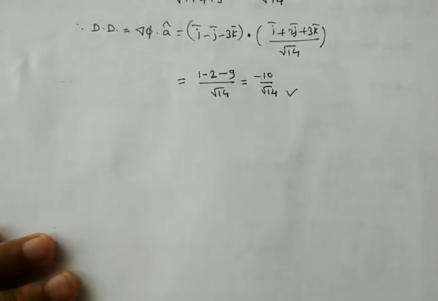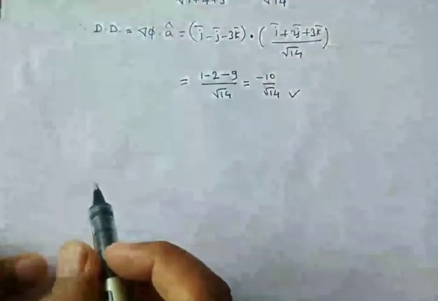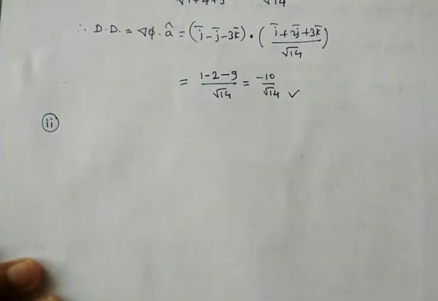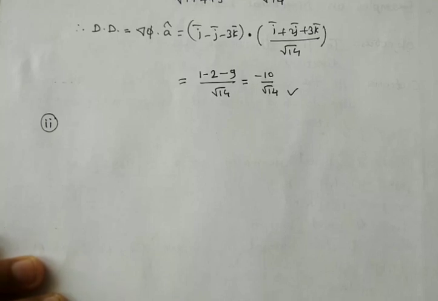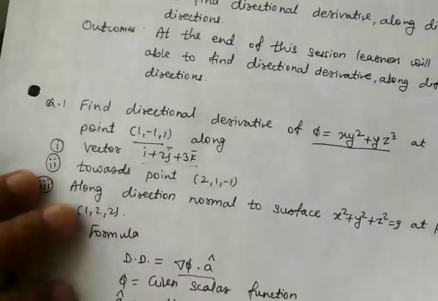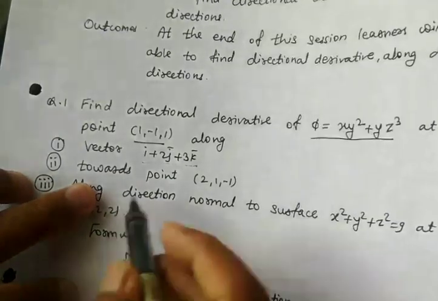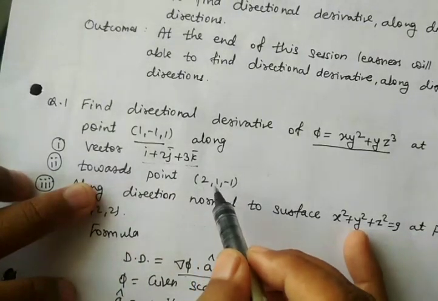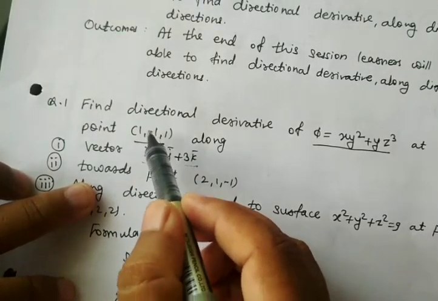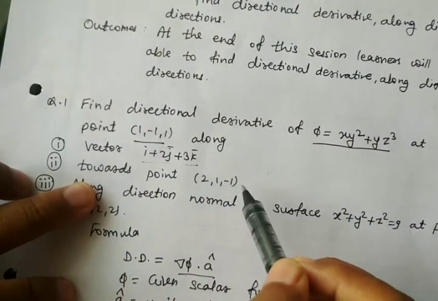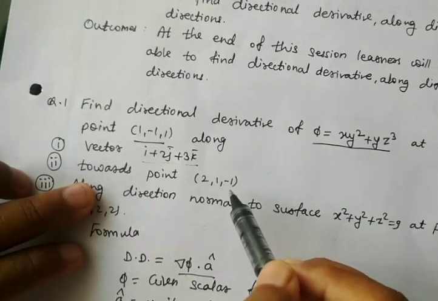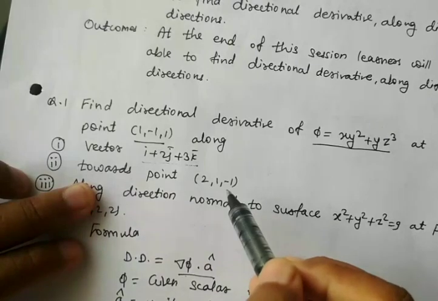Now the solution of the second sub question. Again we have to find the directional derivative of the same function phi, but the direction is changed. What is the direction? The direction is towards the point (2, 1, -1). That means the starting point is (1, -1, 1) and we go towards this point (2, 1, -1). Whatever the direction, call this direction a bar and find the directional derivative along this direction.